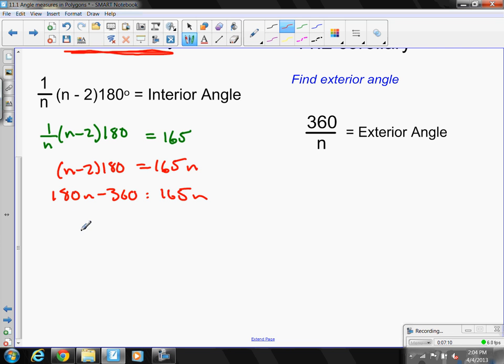Subtract 165n from both sides. You get 15n, and I'm going to add 360 to this side. Now when I divide by 15, n equals 360 divided by 15. 15 goes into 60 4 times, so it would have 24 sides.